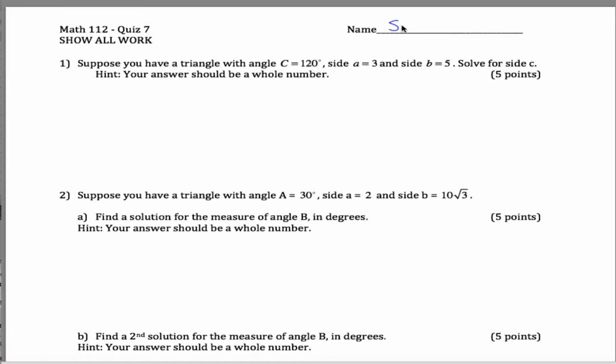For quiz 7, Math 112, there are 4 problems on this. I guess we'll just take it from the top. First one says, suppose you have a triangle.